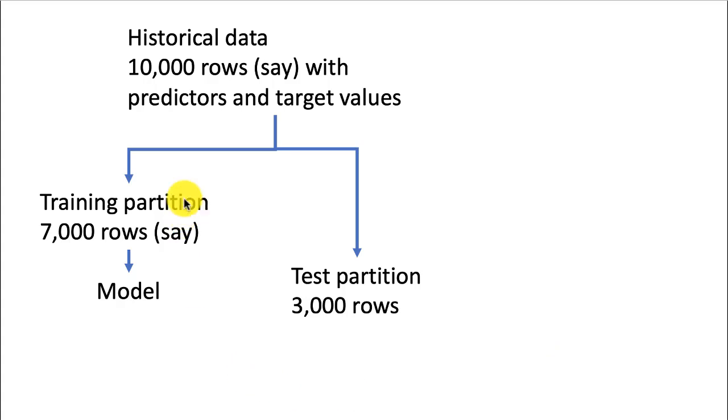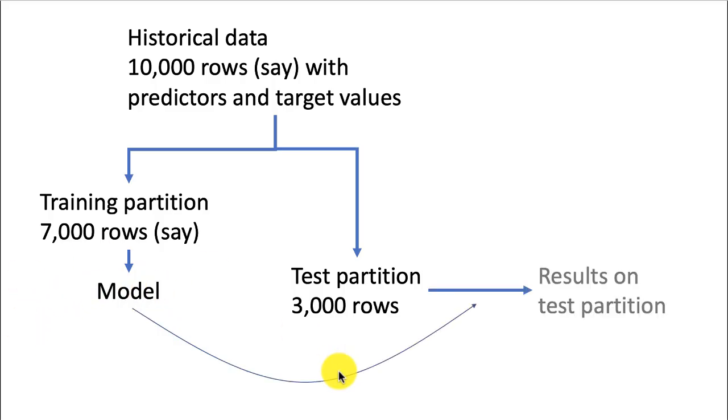Obviously we use the training data, and the machine goes into the training data, looks for patterns and figures out a model. Once we have the model, we apply the model on the test partition. As you already know, the test partition was completely kept away. It played no role in the model building process. It's only playing a role in testing the model, evaluating the model.